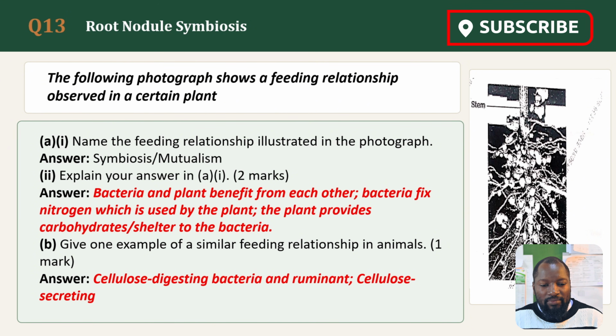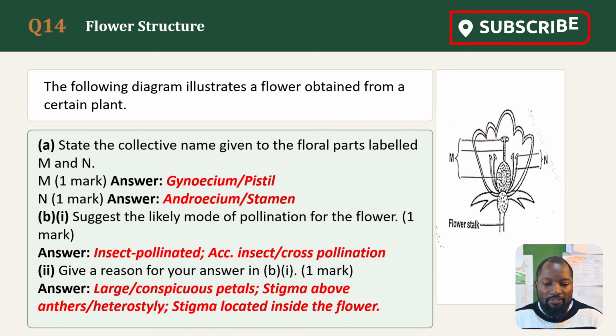Number 14, the following diagram illustrates a flower obtained from a certain plant. So you have the flower, this part M here, then this part N here. Question number A, state the collective name given to the floral parts labeled M and N. So for M, these are the female parts of the flower, and you can see from the top they have the stigma, the style, and then the ovaries. So the collective name for this will be gynoecium.